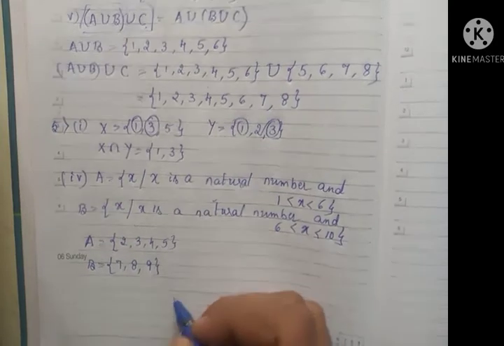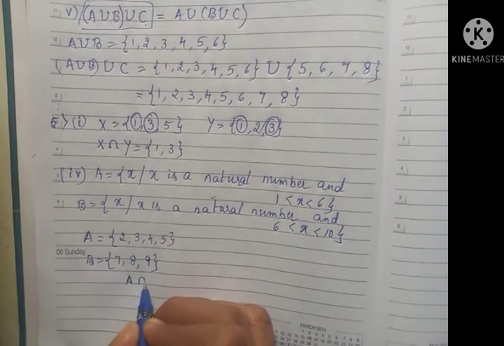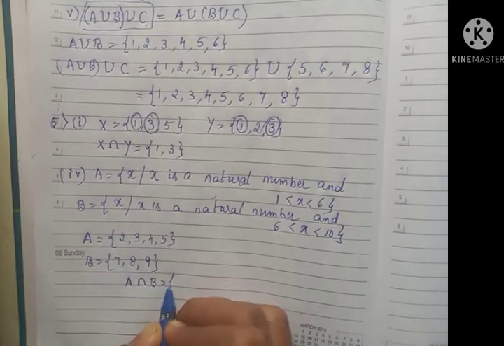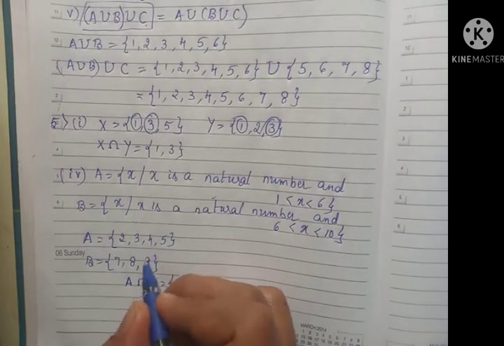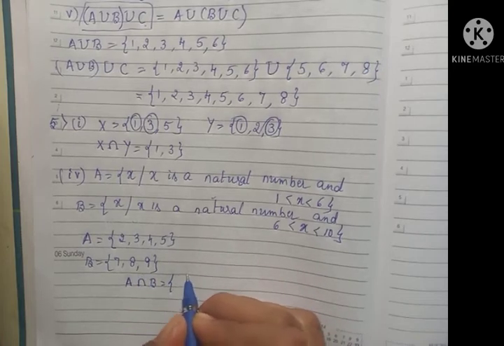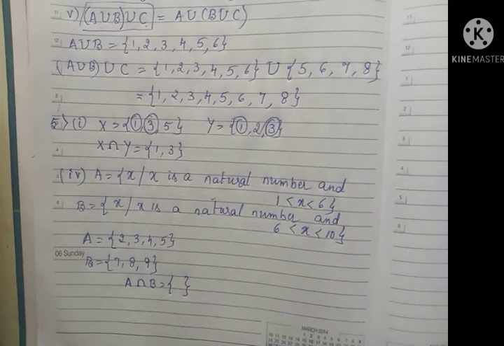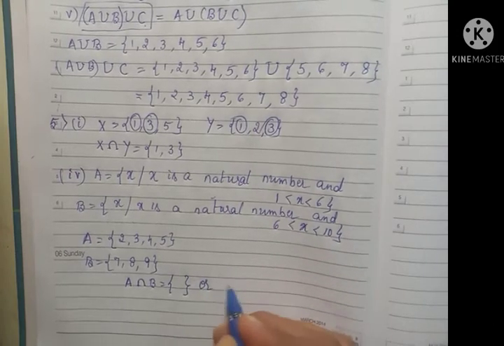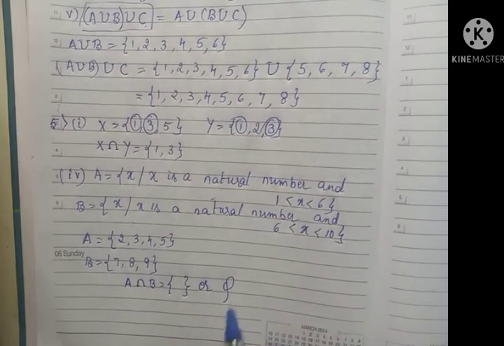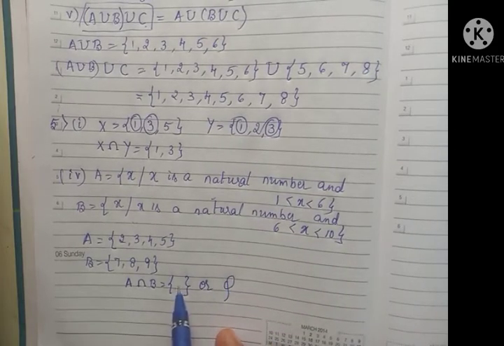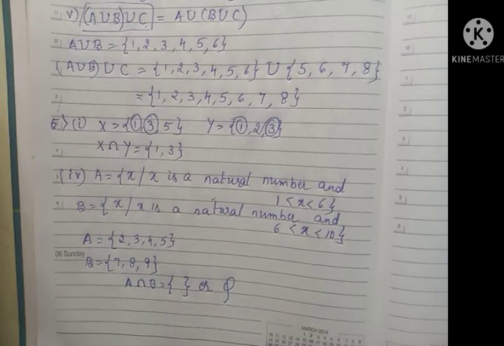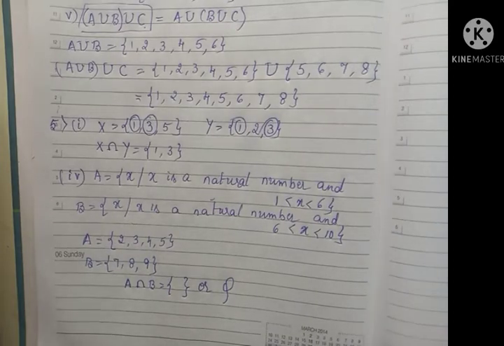Now what is the intersection between these two? A intersection B. Is there any common element? No, there is no common element between these two. Therefore, this is empty. Either write an open bracket and close bracket simply, or just write this symbol. Don't write this symbol within this. That does not indicate empty. Empty means there should not be any element within the flower bracket. Try the remaining problems of this question.